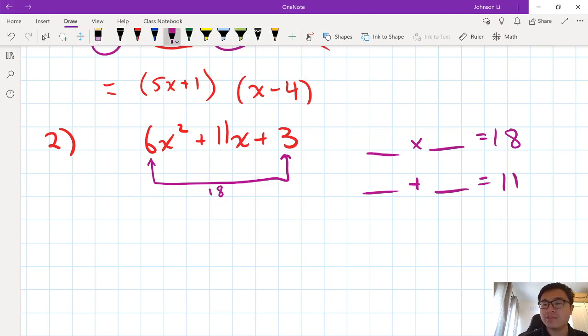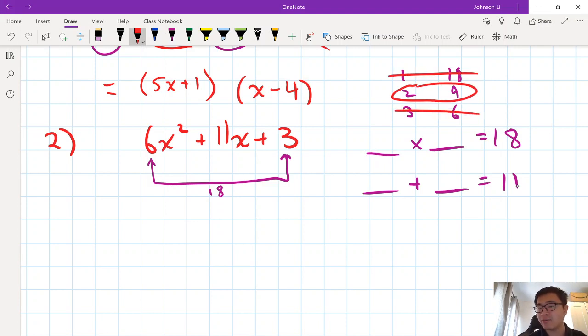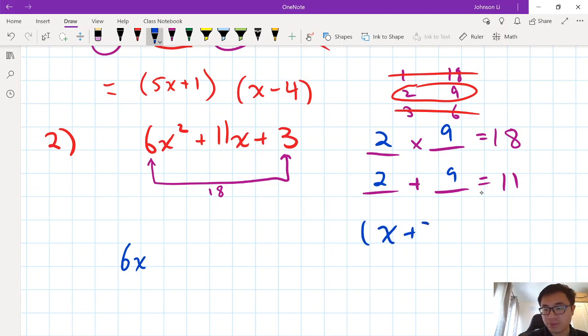Let's think about all the pairs of numbers that multiply to 18. There's 1 and 18, 2 and 9, 3 and 6. Okay, which pairs of these numbers can be used to make an 11? If you guess 2 and 9, that would be correct, because 2 plus 9 is 11. So we can use a 2 and a 9, and we don't have to change any of these into negative signs because the signs match, right? Positive 2, positive 9 makes a positive 18. Positive 2, positive 9 makes a positive 11. So it's all good.